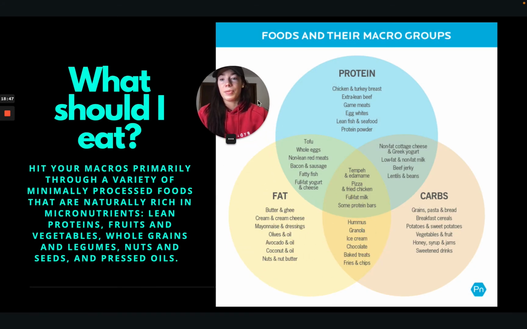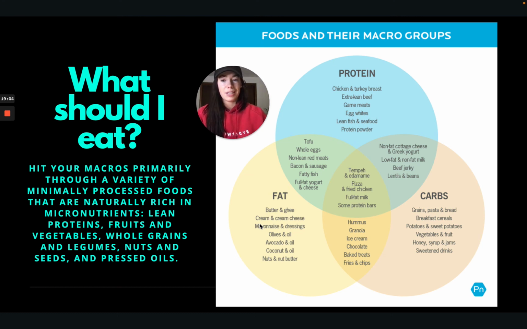So again, we're going to go over some different examples here. This is a macro cheat sheet. Go ahead and screenshot this if you'd like. It has tons of different ideas here for proteins, fats, and carbs. What you want to do is hit your macros primarily through a variety of minimally processed foods.